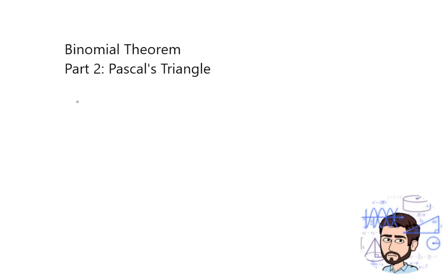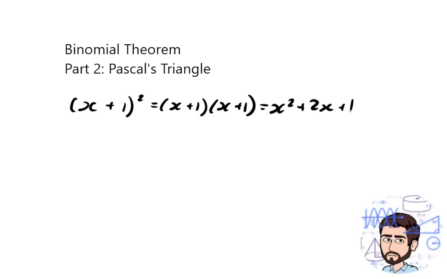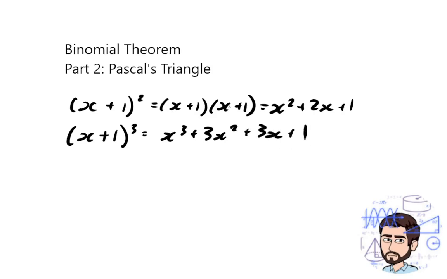So, just as a reminder, if you were to calculate x plus 1 squared, which is the same as saying x plus 1 times x plus 1, that would equal x squared plus 2x plus 1. And we showed that in the last part. And if you don't believe that, then you can work it out yourself and convince yourself that that is the correct expansion. And we also wrote down that x plus 1 to the power 3 was x cubed plus 3x squared plus 3x plus 1.